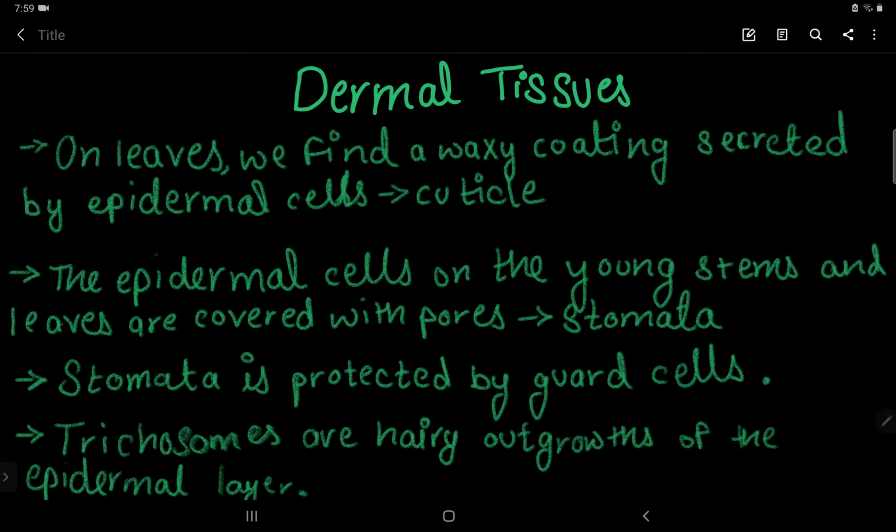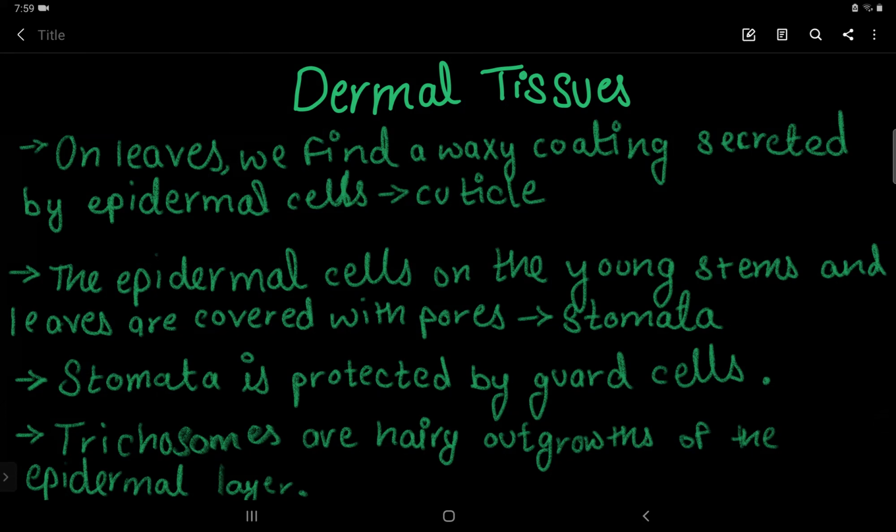Now, on leaves, we find a waxy coating secreted by the epidermal cells, which is called the cuticle. The epidermal cells on the young stems and leaves are covered with pores. Now, what are the pores called? Yes, the pores are called stomata. Stomata are protected by guard cells.